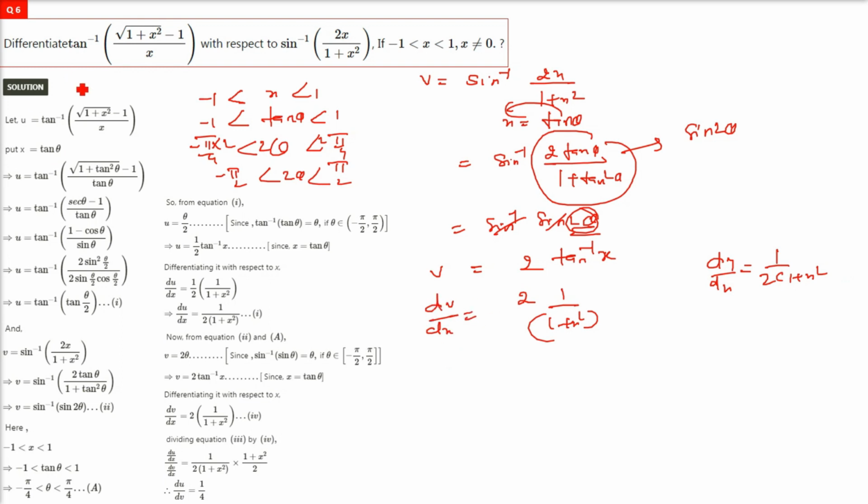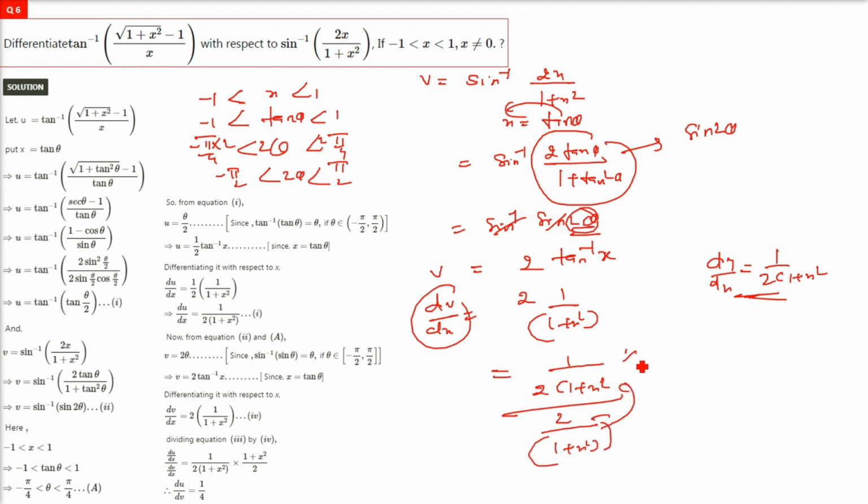So now we just have to do du by dx divided by dv by dx. That is 1 by twice of 1 plus x square divided by 2 into 1 by 1 plus x square. So this gets cancelled. 2 into 2 is 4 in the denominator. So what do you get? Finally you get 1 by 4, that is du by dx.